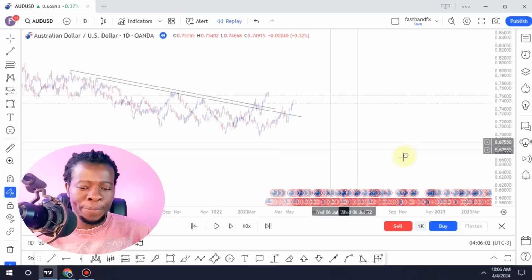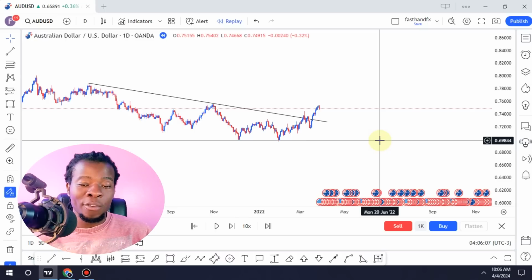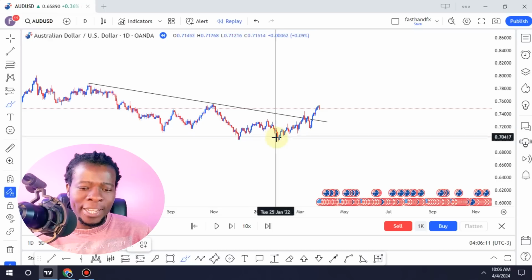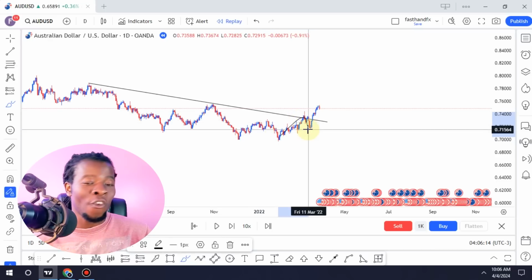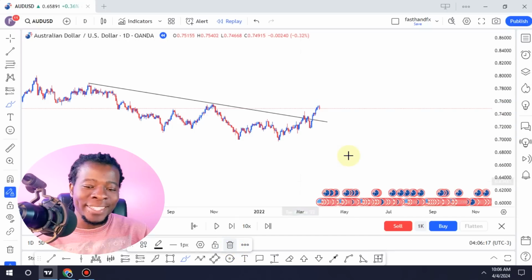So let me just zoom in for you guys to understand more. How did the market break out of that resistance? It gave us a continuation pattern. Let me just show you. It gave us an impulse, then a continuation pattern or a correction. That is when it broke. But does that mean that this market is changing trends?